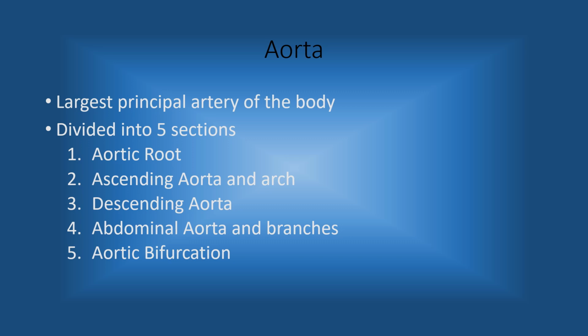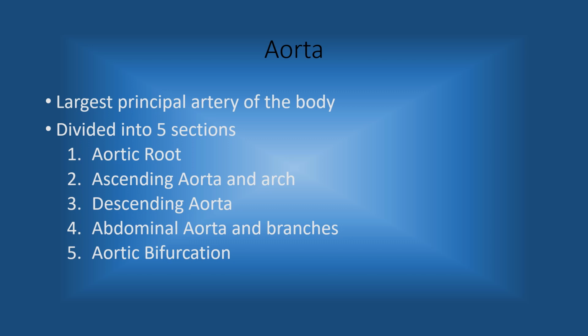All right, let's dig right into the aorta. The aorta is going to be the largest artery in the body. As we said, it's sort of the superhighway. Okay, it's going to be divided into 5 sections. The aortic root, this is the section of the aorta that joins to the heart right at the aortic valve. And then we're going to have the ascending aorta and the arch. It's going to come up out of the left ventricle, arch over, and head down the left side of the heart. That's going to be your descending aorta.